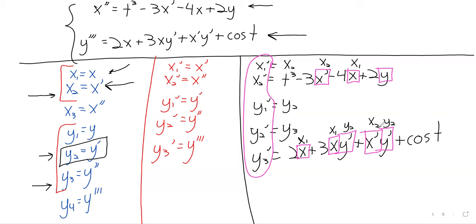And finally, let's see, what have I circled but not replaced? This y has got to go. Well, y is y sub 1. And that is reduction of order.